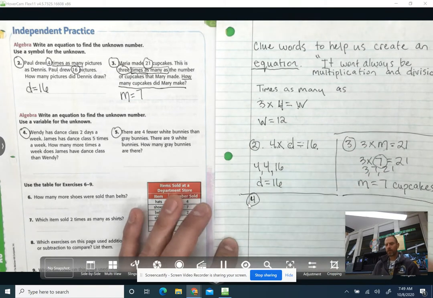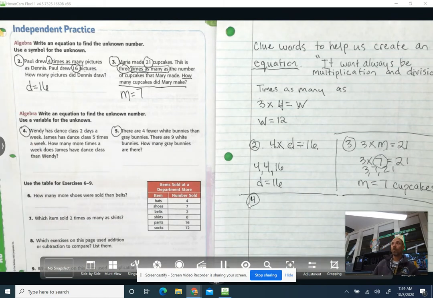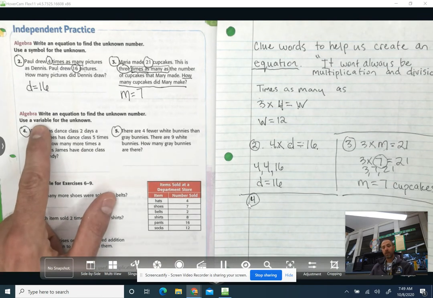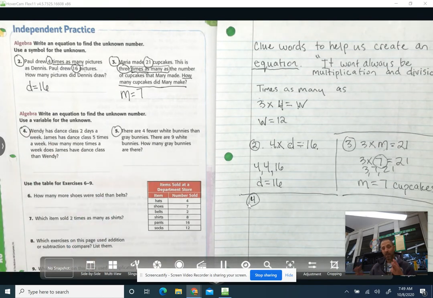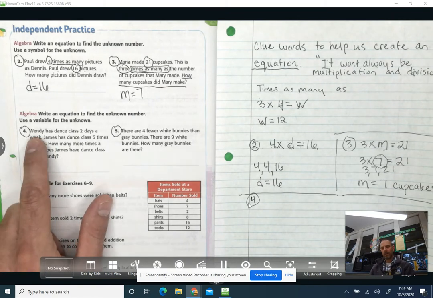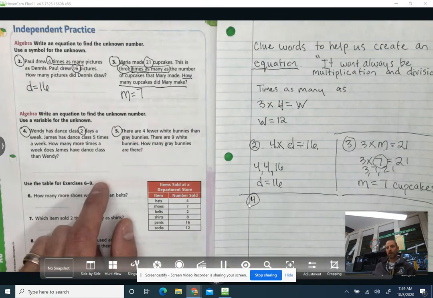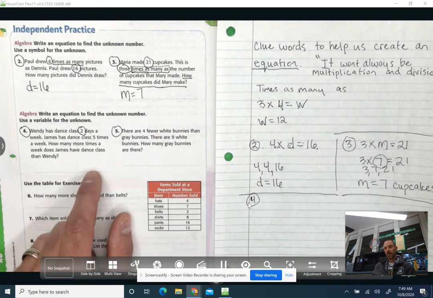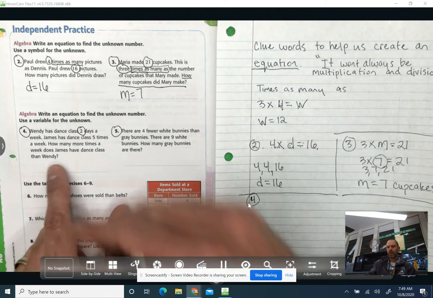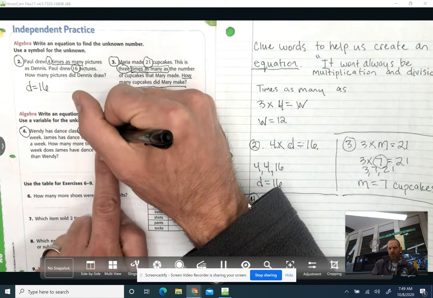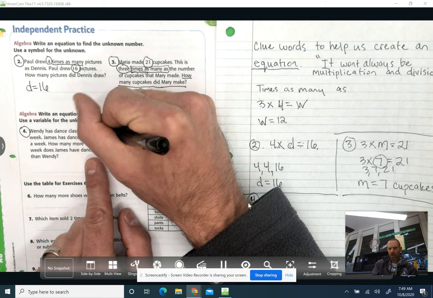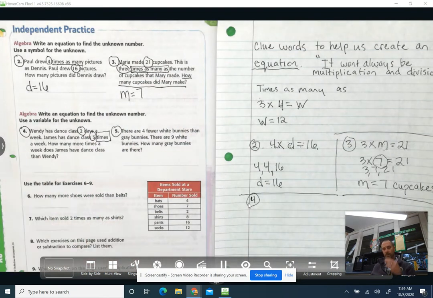Here's my scratch paper, number 4. Wendy has a dance class. Okay, directions, write an equation, use a variable for the unknown. Same thing, right? Same direction. We've got Wendy. She has dance class 2 days a week. Okay, awesome. James has a dance class 5 times a week. There's our clue word. Okay, 5 times a week.